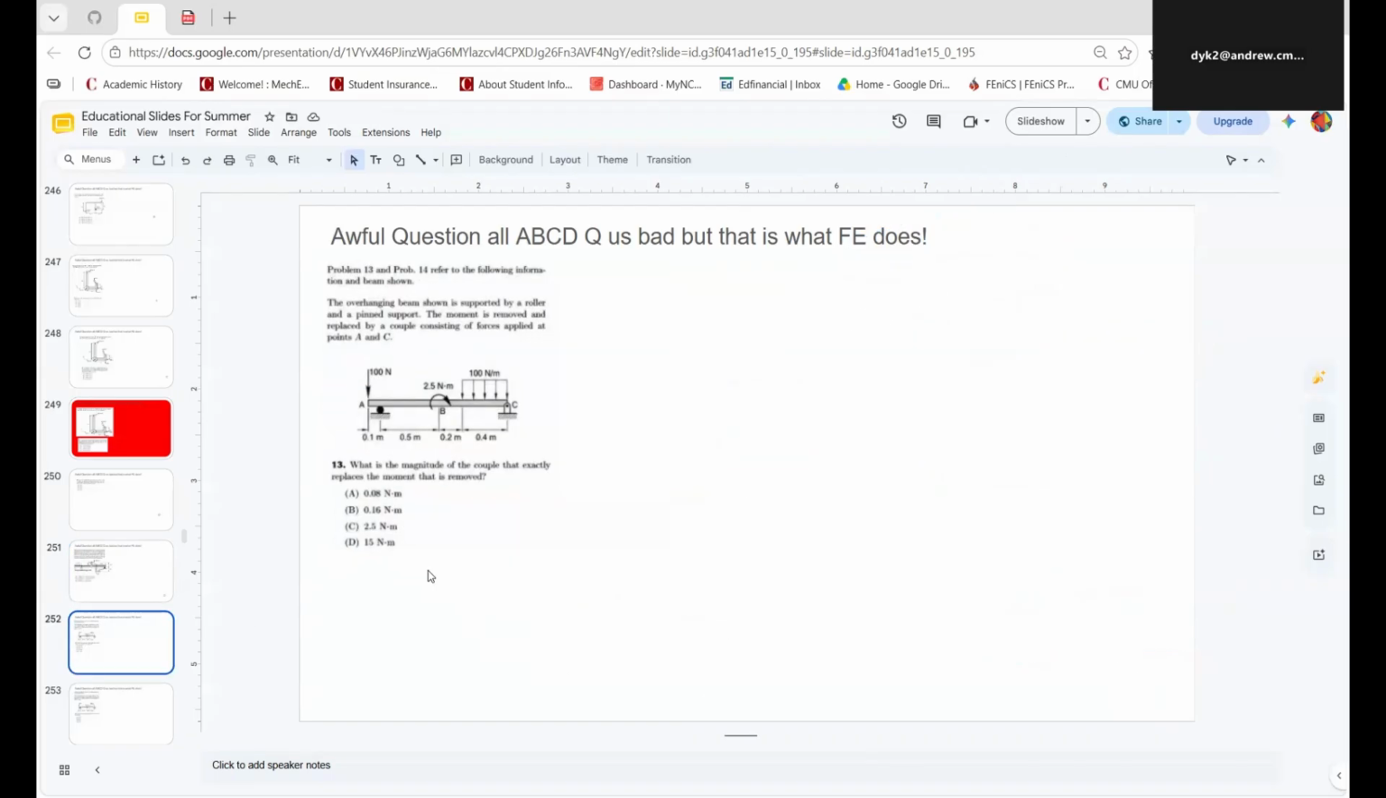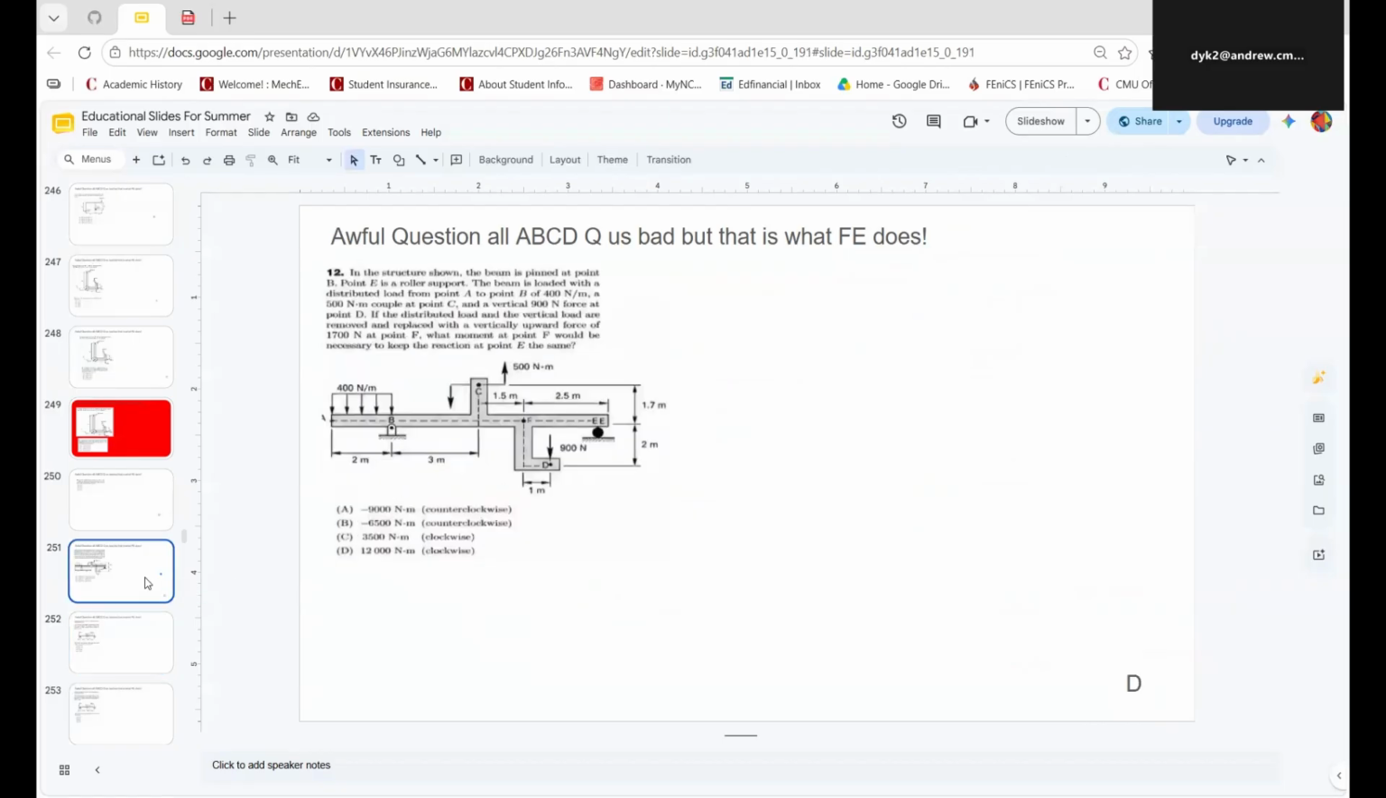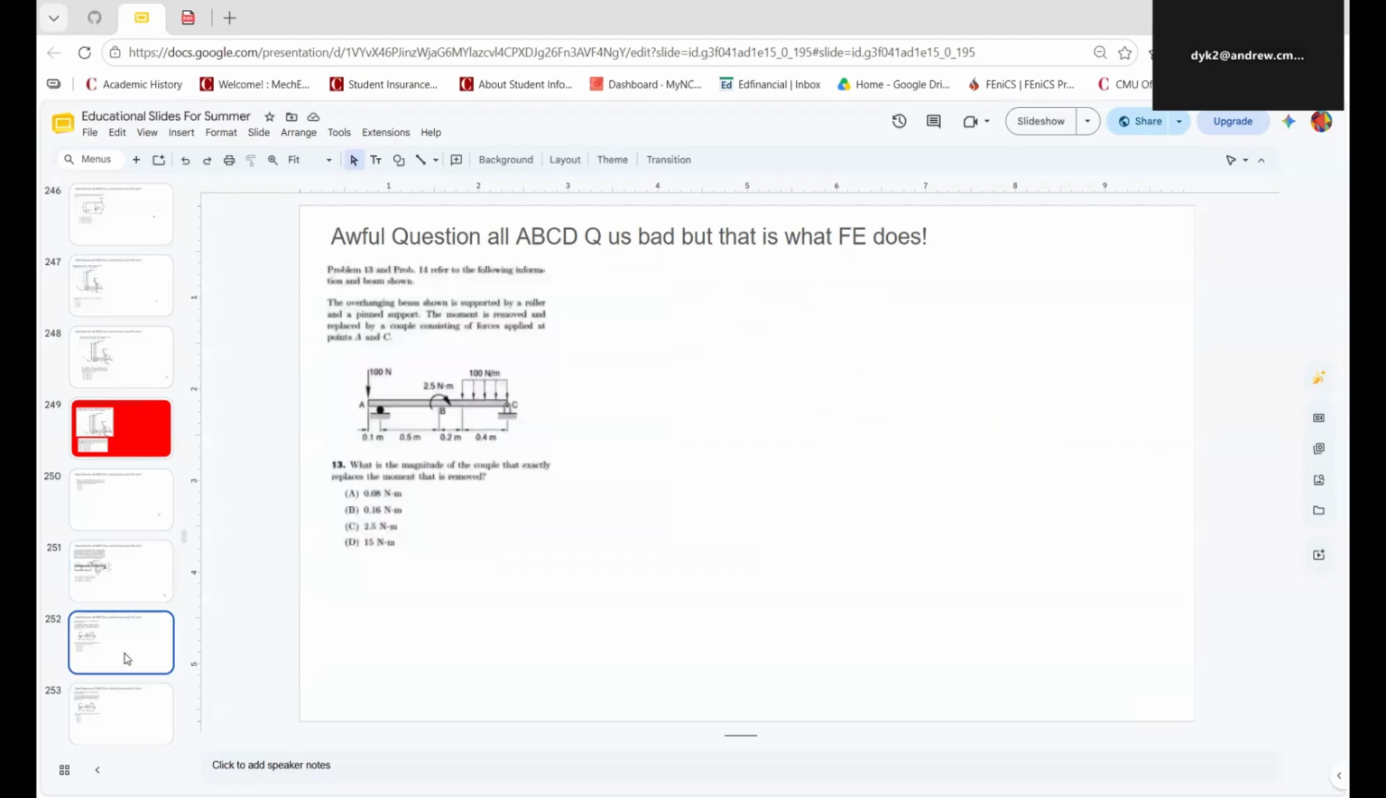The overhang beam shown is supported by a roller and a pin. The moment is removed and replaced. Oh, I get it now. The question actually should have started with Fx equals, and we should have done 400 times 2 plus negative, minus 900, and that must equal 800. This equals 1700, but it must be negative. So you must intuitively figure out that this is negative by doing that. What a weird question. I don't really like that, but that's how it's done.